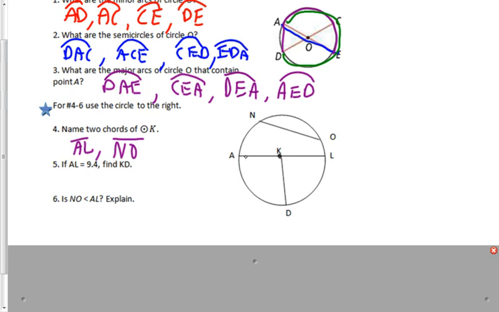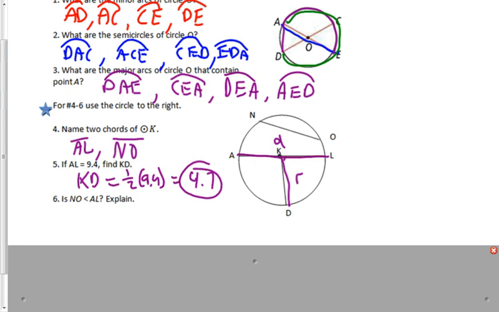So you might say, how does that have anything to do with it? But if this is a diameter, this is the longest chord on a circle. And this right here is a radius. So radii are half of a diameter. So KD is going to be equal to 1/2 of 9.4, which is going to be 4.7.